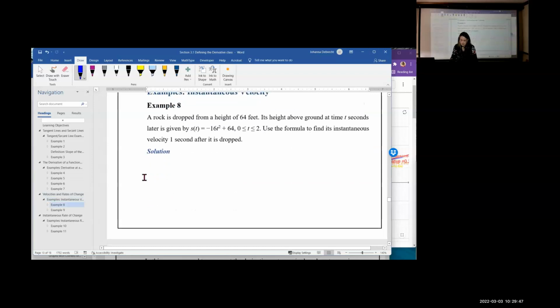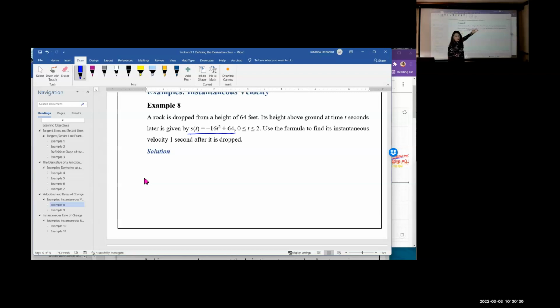So now let's take the same thing and find the slope of the tangent line at a particular point, 1 second after a rock is dropped. The rock is dropped from a height of 64 feet. It has no initial velocity. It's dropped from rest. So the formula is S of t equals negative 16 t squared plus 64. Negative 16 is half of the acceleration, the rate of change with respect to time squared, and that's where the 16 is coming from. The 64 is the initial height.